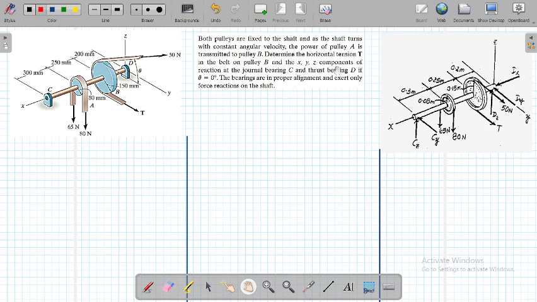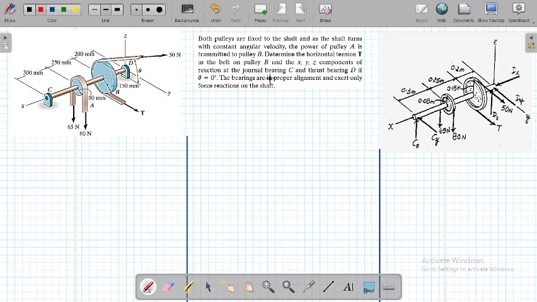Determine the horizontal tension T. You need to calculate the horizontal tension T in the belt of pulley B. Then he says you also need to calculate the XYZ components of reactions at the journal bearing C. So this is very important. He's telling you about the journal bearing.